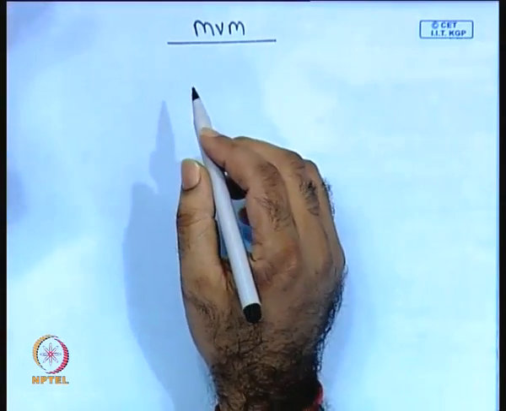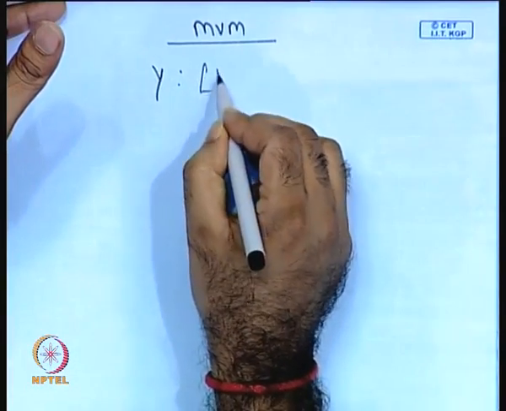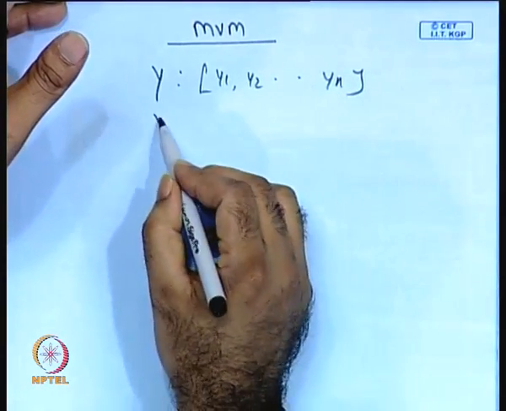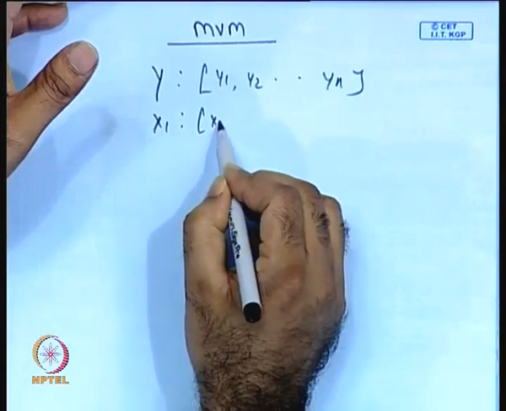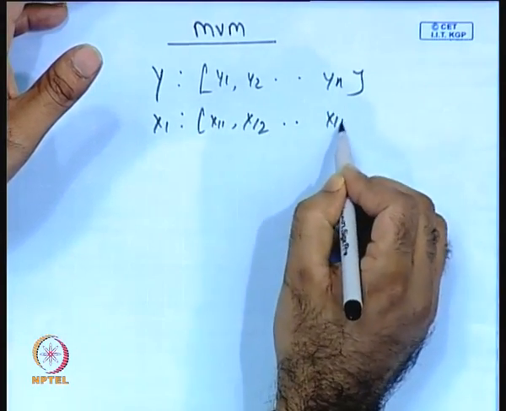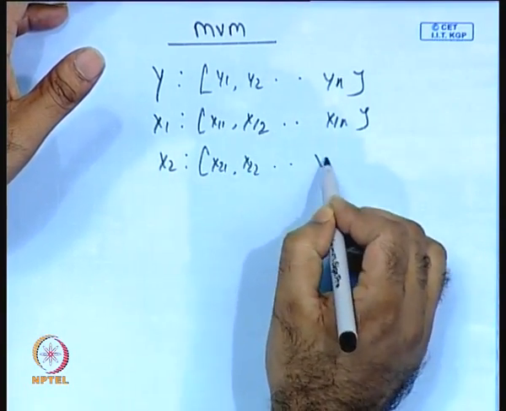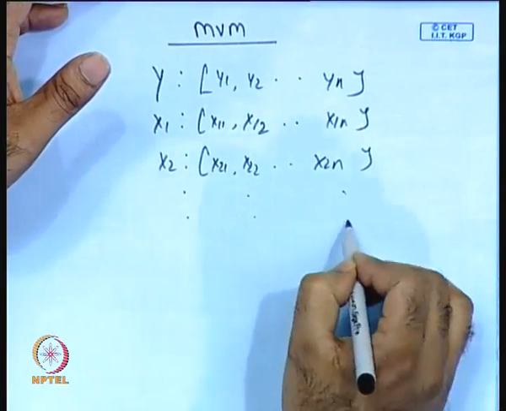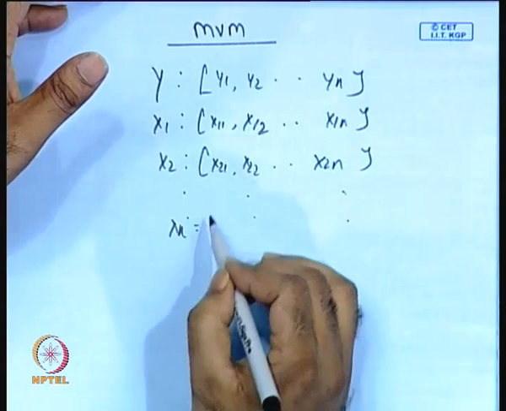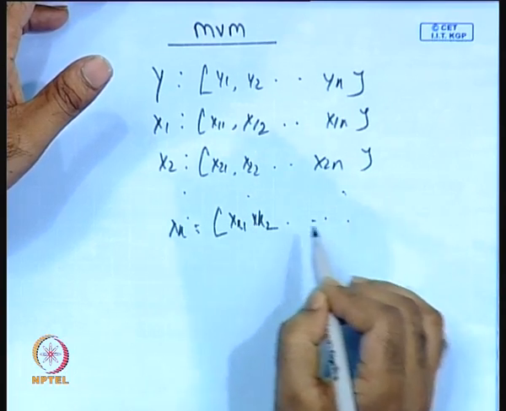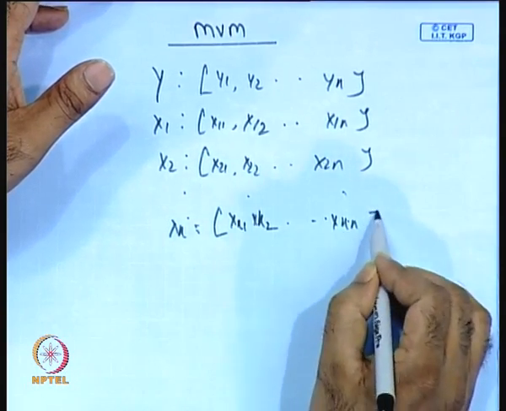So, the basic framework of multivariate econometric modeling is that we have a system where there are dependent variables y, which consist of y1, y2 up to yn, and corresponding variables x1, say x11, x12 up to x1n, then x2 consists of x21, x22, up to x2n, and so on, and xk consists of xk1, xk2 up to xkn.